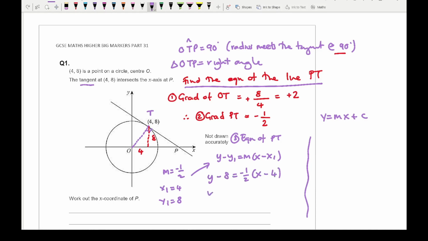Then simplifying, I get y minus 8 equals minus a half x plus 2, in which then I get y equals minus a half x plus 10. So there's the equation of the line PT.